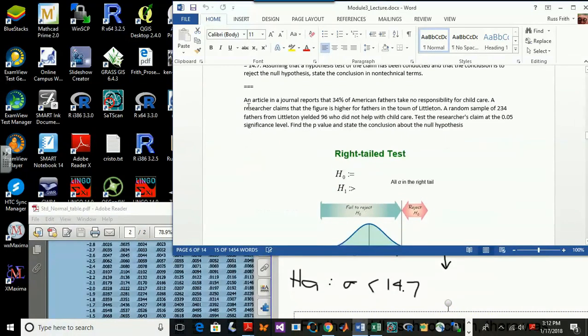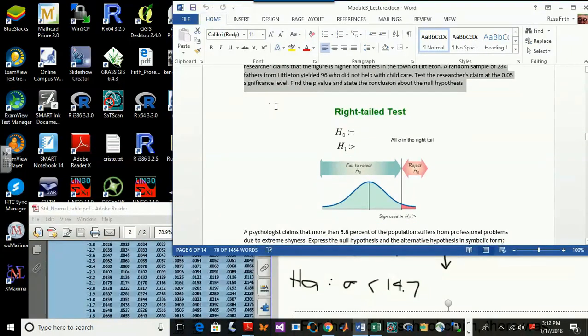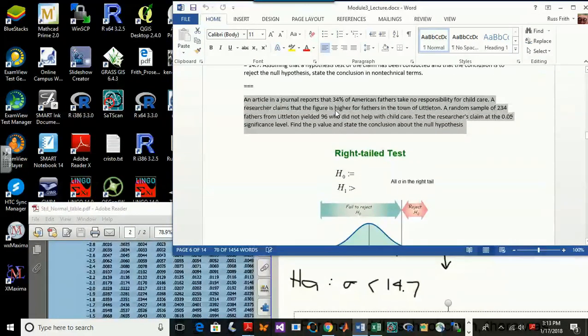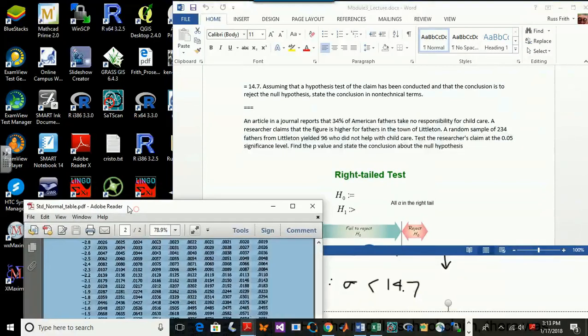This problem, I believe, is actually an example of a right-tailed test, so it's kind of out of sequence here. Let's talk about right-tailed tests. In the alternate hypothesis of a right-tailed test, you use the greater than symbol. All the alpha is in the right tail, so if your test statistic falls to the right of the critical value, then you reject the null hypothesis. If your test statistic falls to the left of the critical value, you fail to reject the null hypothesis. So let's work this example.